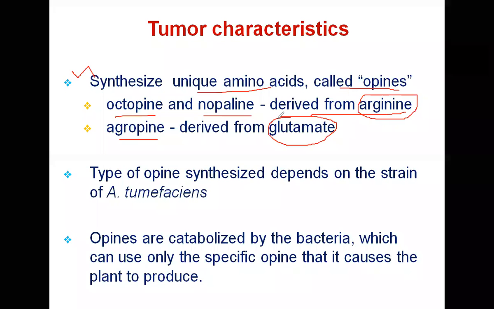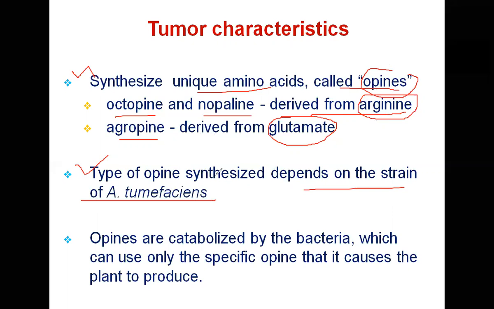So unless they infect the plant cell, those genes will not get expressed. And there are basically three types of opines. These are unique amino acids. You have octopine and nopaline, which are derived from the amino acid arginine, and you have agropine, which is derived from the amino acid glutamate. Now, the type of opine synthesized depends on the strain of the Agrobacterium tumefaciens.